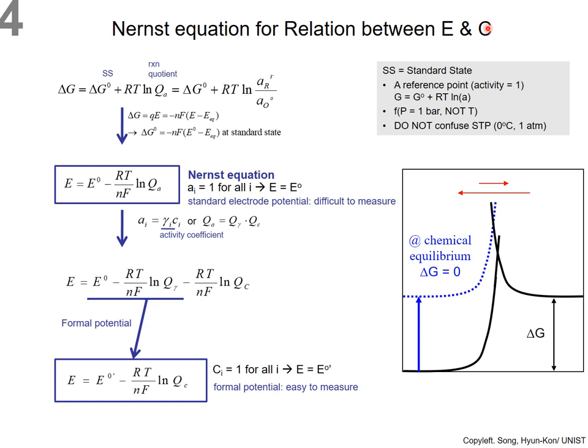So let me start with the very basic Gibbs free energy equation. Gibbs free energy change of reaction is equal to Gibbs free energy change at standard state plus RT, R for the ideal gas constant and T for absolute temperature, times the log function of the reaction quotient. As you know, the reaction quotient is the ratio of product per reactant. So in the case of electrochemistry, we could write down the activity of reduced species per activity of oxidized species in the log function.